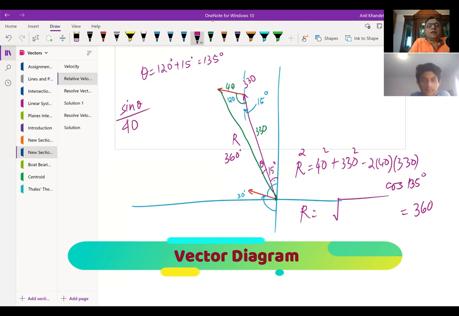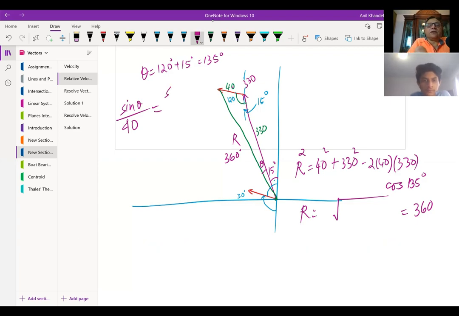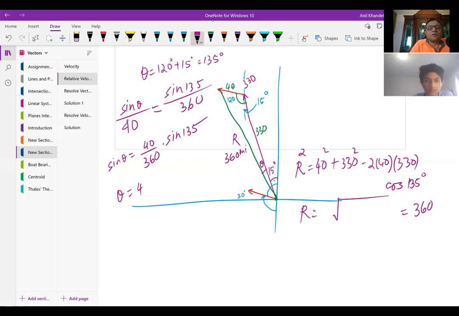is equal to sine of 135 over the side 360, right? 360 not degrees but miles per hour. So you can find sine theta from here. So what do you get? You get approximately 4.51 degrees. So you get 4.5 degrees, right?